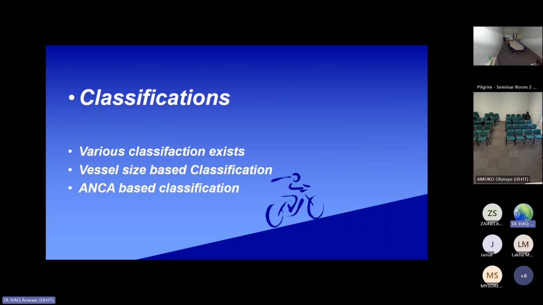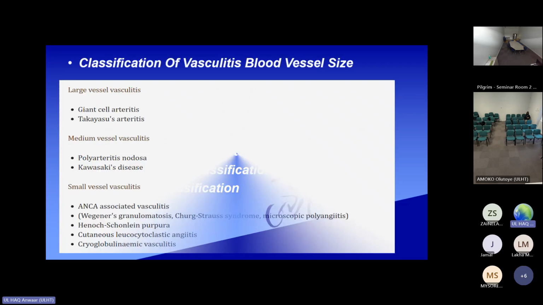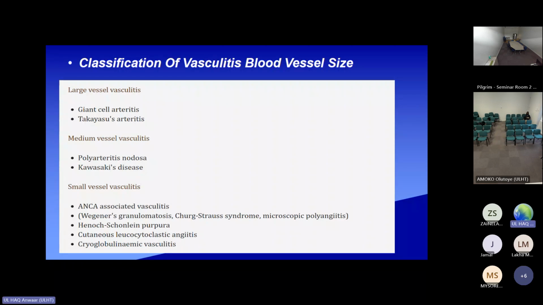Next is classification. There are different ways that we can classify them. We can classify them depending on the size of the blood vessels: large vessels, medium vessels, and small vessels. We can also classify vasculitis on the basis of ANCA, anti-neutrophil cytoplasmic antibodies. We will first go through the vasculitis classification based on blood vessels.